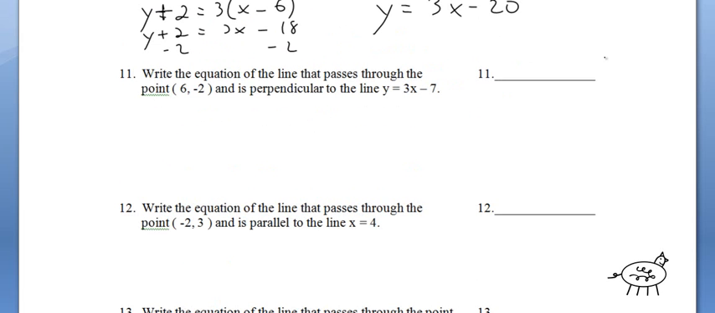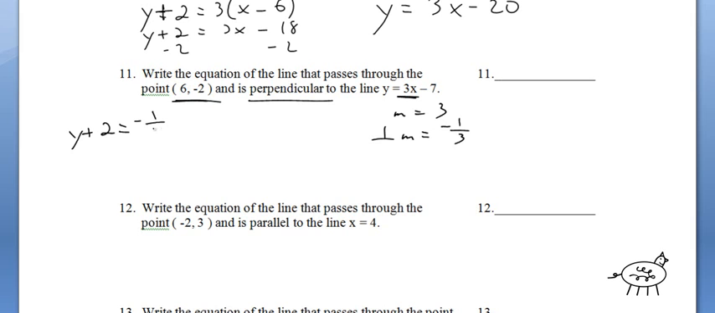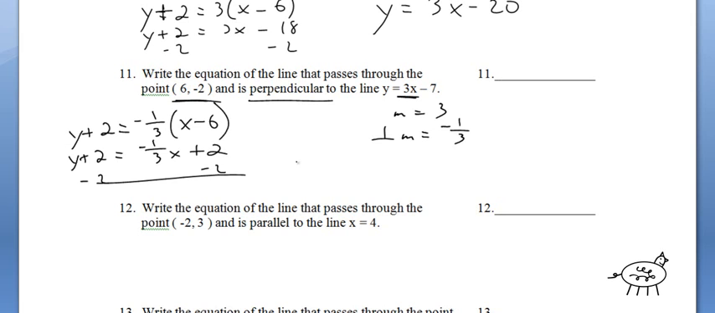Okay, perpendicular. Keyword, your slope is 3. Perpendicular slope is negative 1/3. And here's your point. So it's y plus 2 equals negative 1/3 times x minus 6. So y plus 2 equals negative 1/3 x plus 2. Subtract 2. Y equals negative 1/3 x. Please don't tell me plus 0. It's y equals negative 1/3 x.